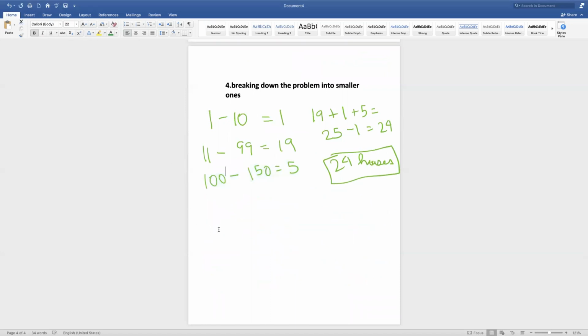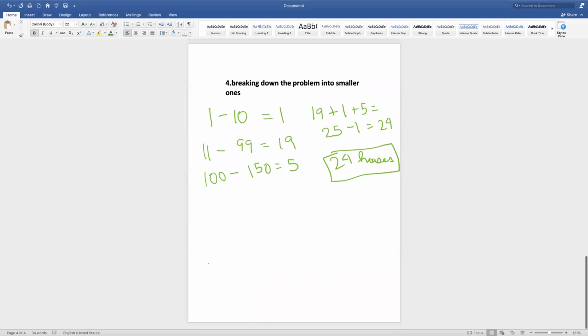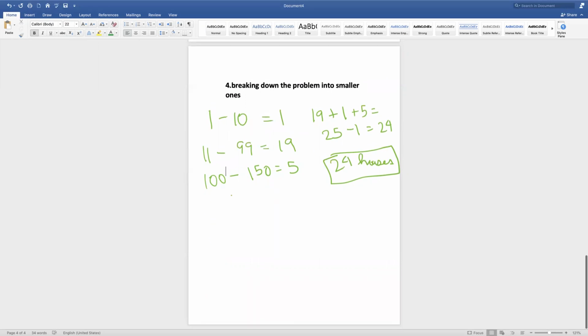Now we're going to move on to the next question. So the next question, or the 5th way of solving a math problem, is finding a pattern. So patterns are very useful. You've learned them since you were young, and they're super useful. Patterns can teach you a lot of stuff, and they have a very simple way of solving this.